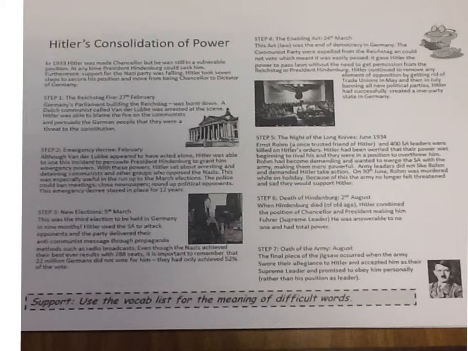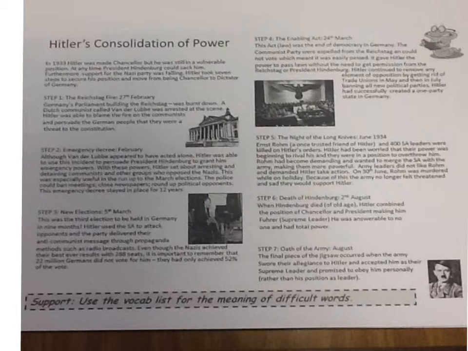Hitler's consolidation of power. In 1933, Hitler was made Chancellor, but he was still in a vulnerable position. At any time, President Hindenburg, as head of state, could sack him. Furthermore, his support for the Nazi Party was failing. Unemployment had started to drop in 1932, and the unemployed were the principal people who voted for the Nazis.